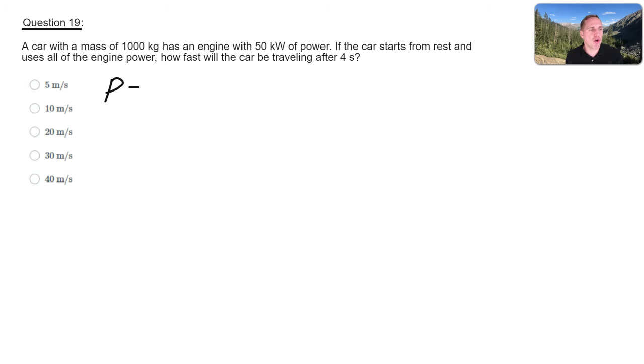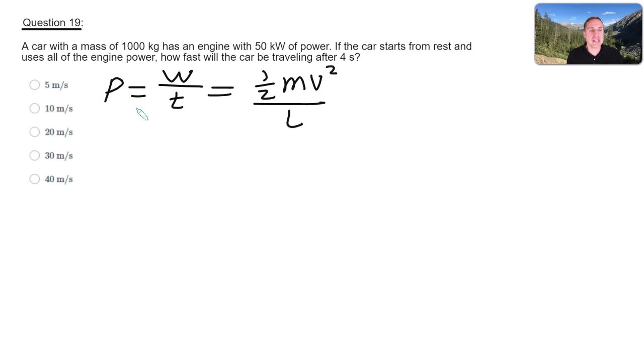So power is the same thing as work divided by time. You could also say it's the rate at which energy is used per unit time. The work that is done changes the kinetic energy. So this is 1/2 mv squared over t. And the question is, how fast will the car be traveling after 4 seconds? So we're looking for the velocity v.